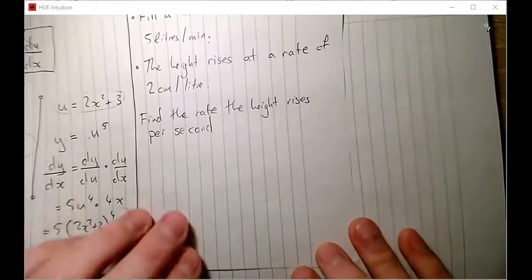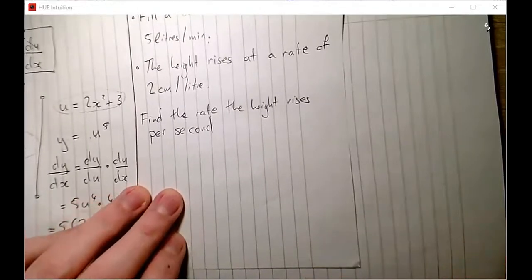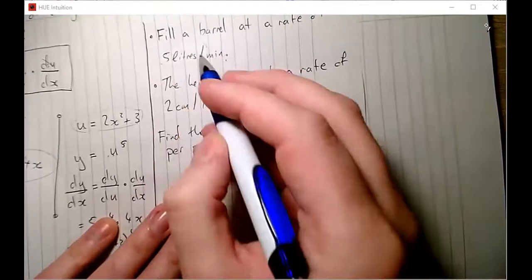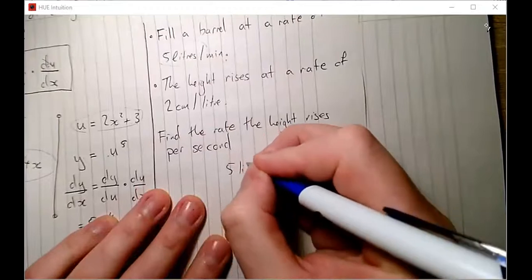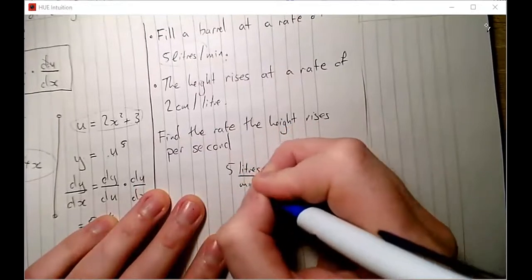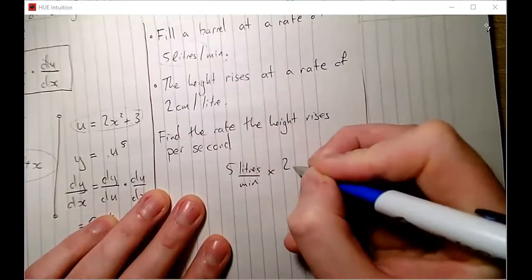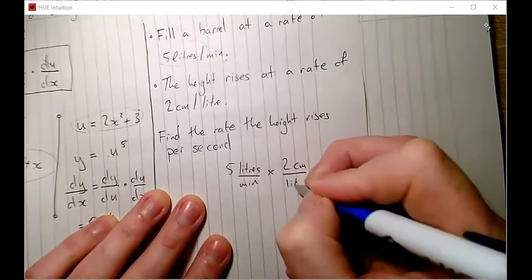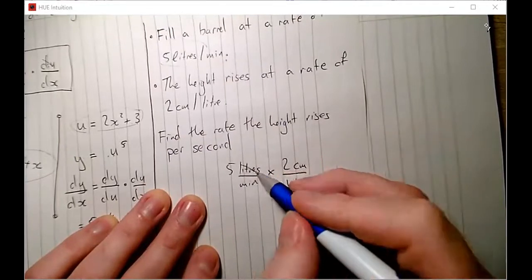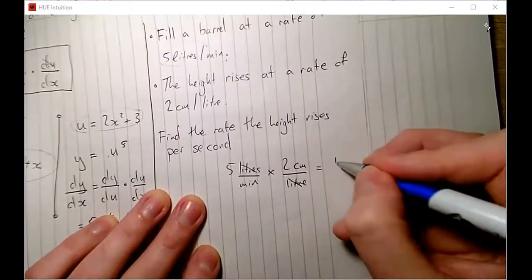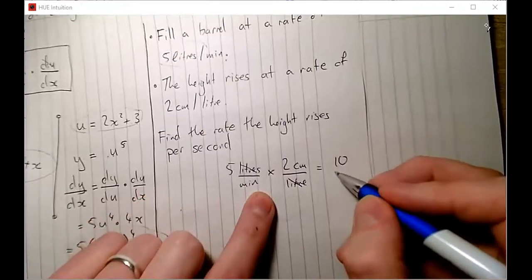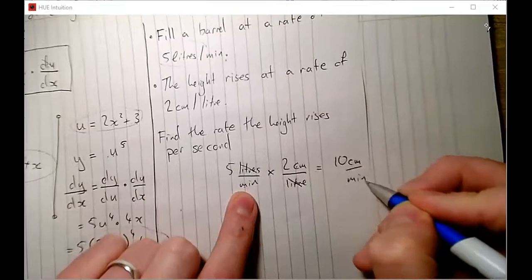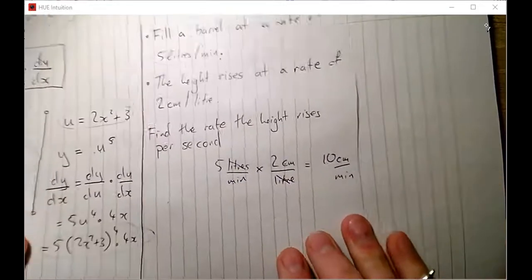Okay, hopefully you've done that. If you got an answer of 10 centimeters per second, you're spot on. Okay, what you would have said was 5 liters per minute multiplied by 2 centimeters per liter. Okay, and look what happens. You've got this common unit of liters top and bottom, gives you 10 centimeters per minute. Okay, but what you're looking at here is related rates of change.